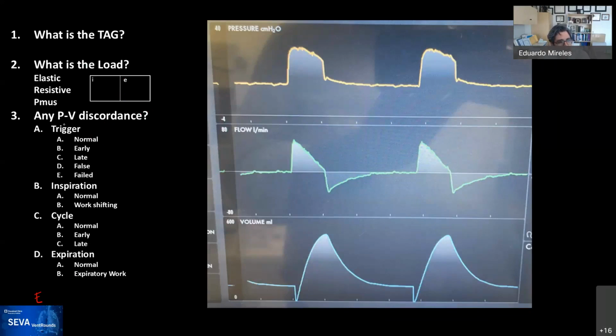And then the patient-ventilator discordance, and we go in order by the trigger, inspiration, cycle, expiration. And lately we have been adding at the end the volume waveform, because there's information on the volume waveform which may be important for the situation of the patient. So I'll just add it there.